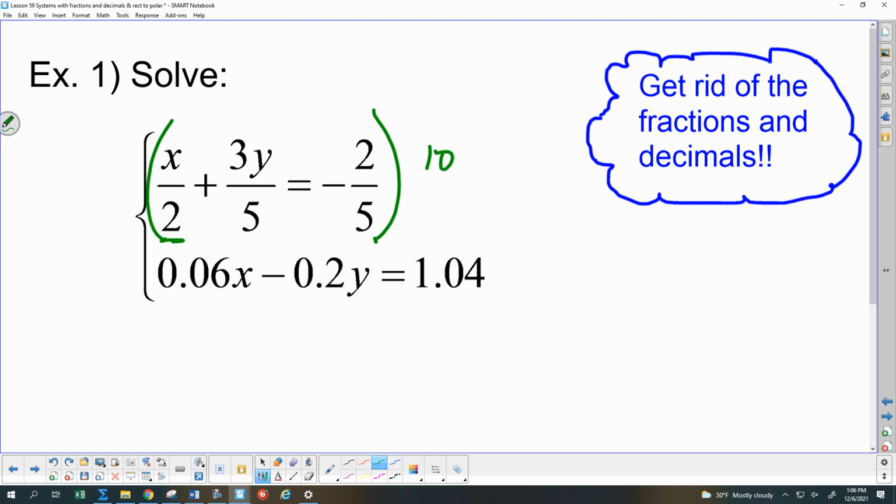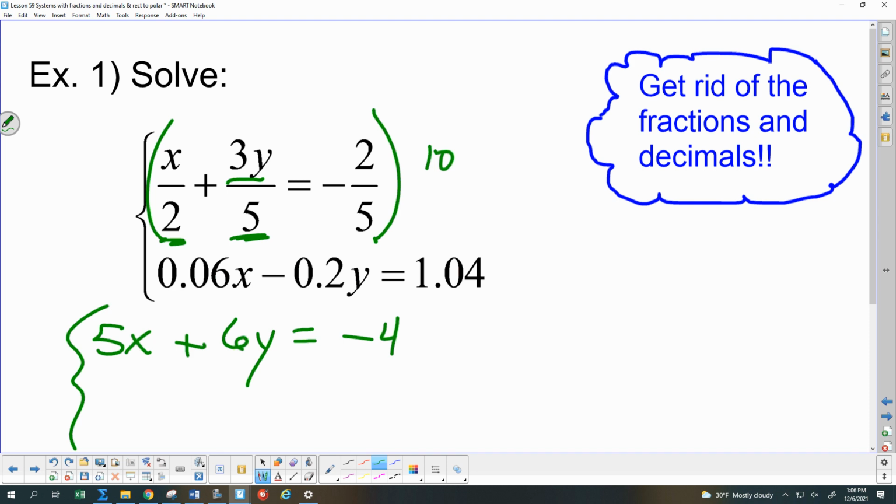10 over this 2 becomes a 5 times the x in the numerator, plus 10 over the 5 here becomes a 2 times the plus 3y becomes plus 6y, and then we have negative 20 over 5 is a negative 4.